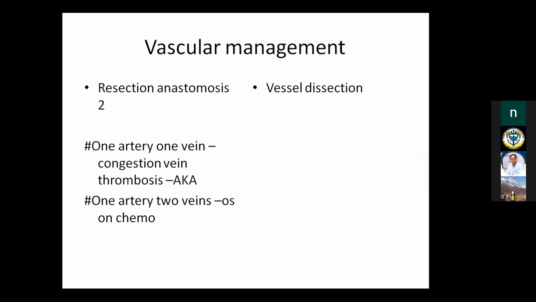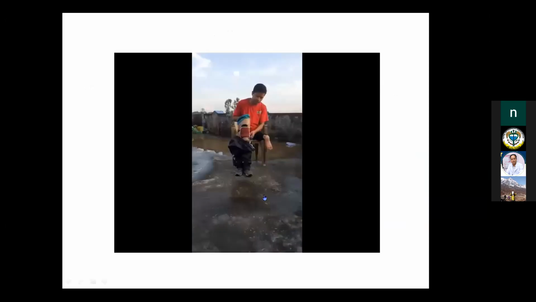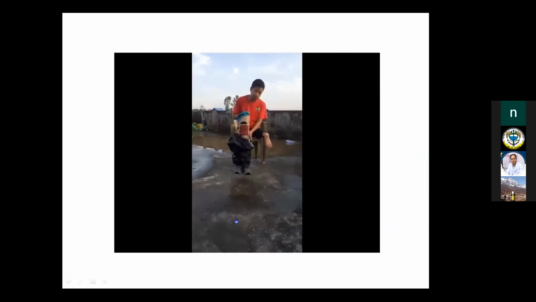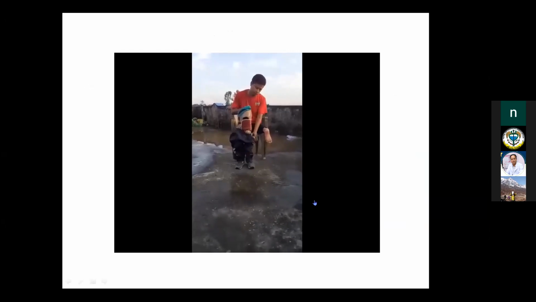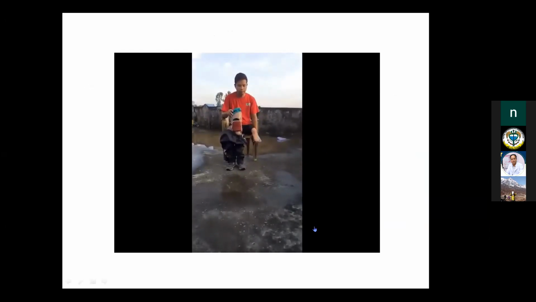So this is vascular management. We had 2 dissection anastomoses, and 1 artery, 1 vein did not survive. So that's a take-home message. 1 artery, 2 veins survived. So this is our result of the patient. I'll just show you how he walked. This is the prosthesis. That's his limb. He can put the prosthesis on the limb and just walk.